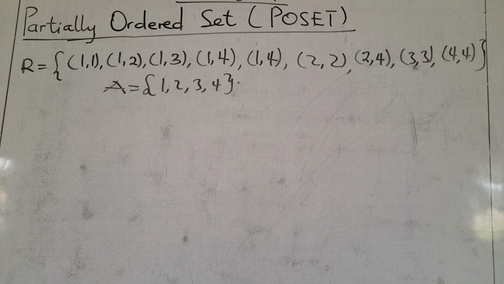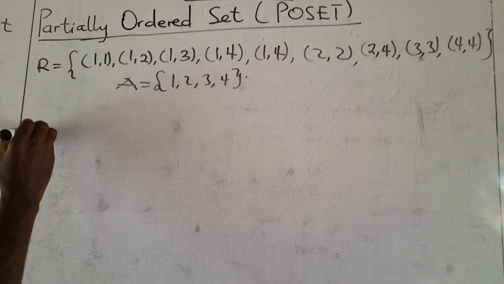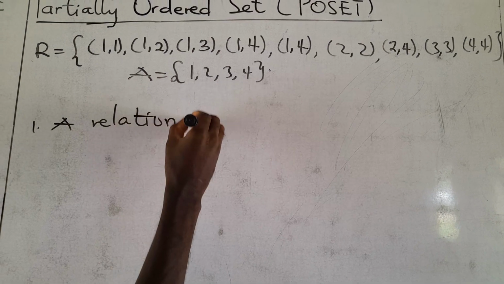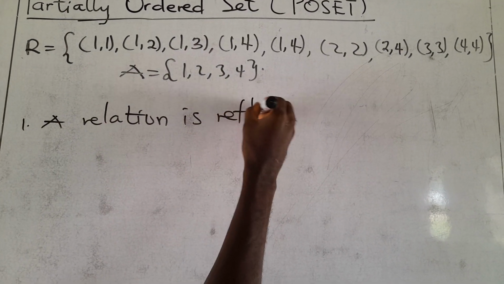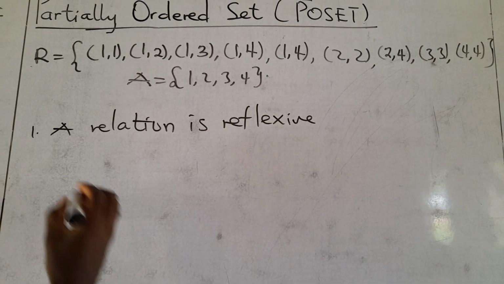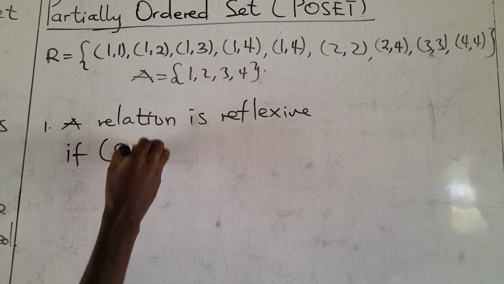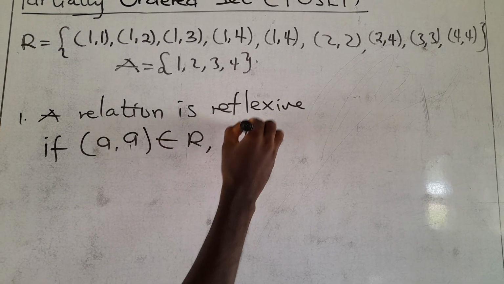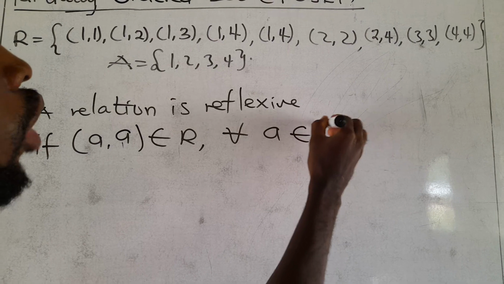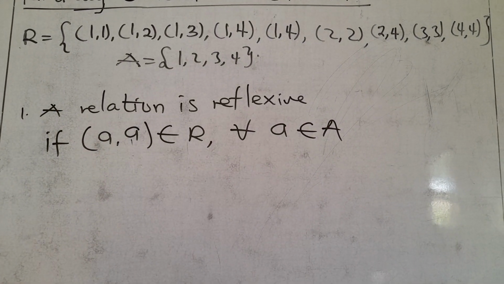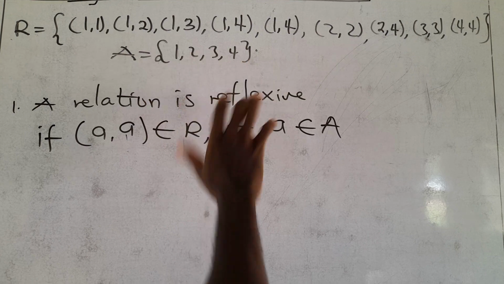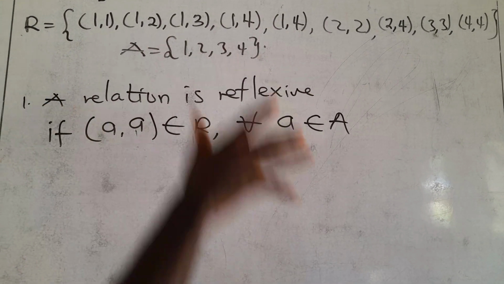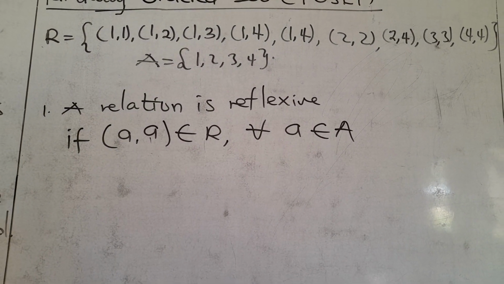For the reflexive property, we say that a relation is reflexive if (a, a) is a member of the relation for all a that is a member of the set A. That means all the elements in the set A must have a self-loop, or must relate themselves in the relation. If they all relate themselves in the relation, then we can say that the relation is reflexive.